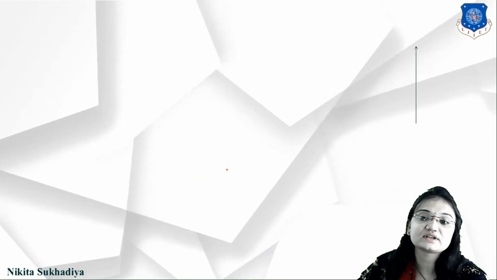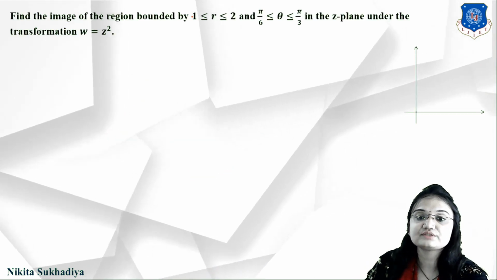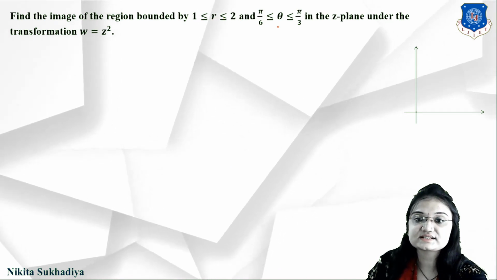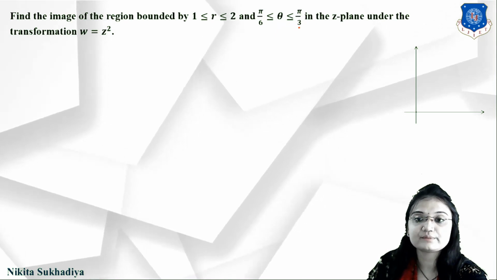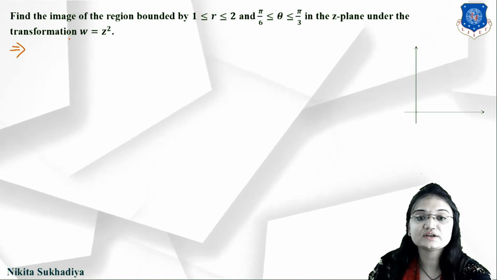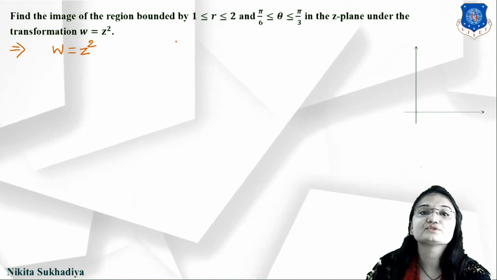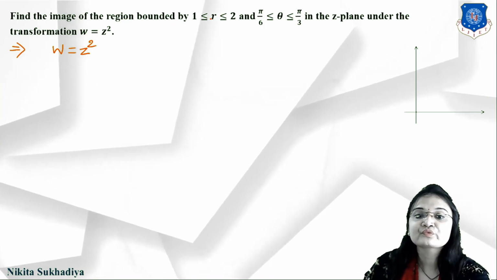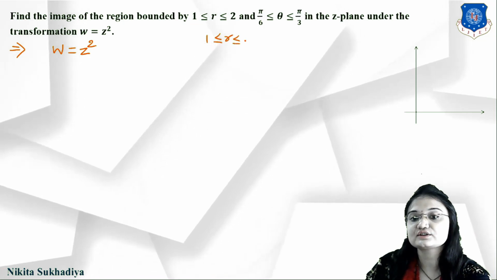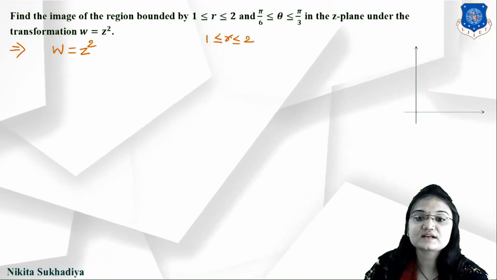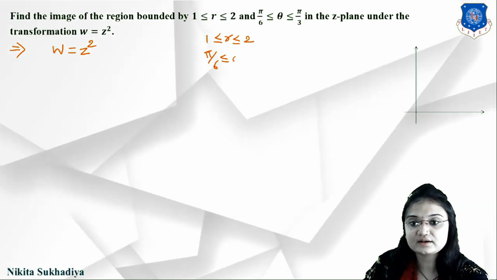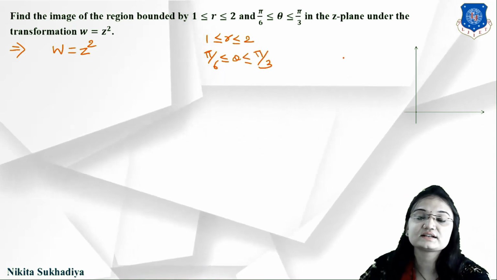Okay, let us understand with an example. Find the image of the region bounded by 1 less than or equal to r less than or equal to 2 and pi by 6 less than or equal to theta less than or equal to pi by 3 in the Z plane under the transformation w is equal to z square. So here we have two radii, r is equal to 1 and r is equal to 2, and two angles, one is pi by 6 and the second is pi by 3.